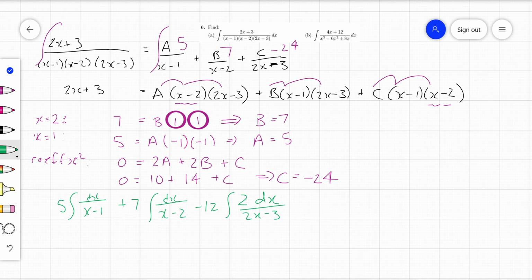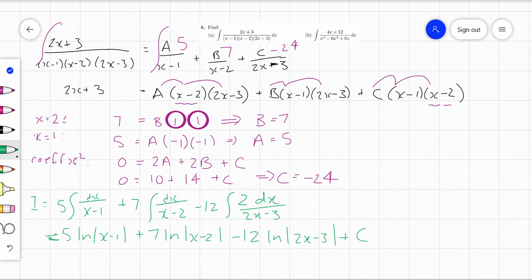So that's what our integral equals, and that's nice because we've got a 5, oh, my pen is starting to not work. All right, we've got 5 log of x minus 1, we've got 7 log of x minus 2, and we've got minus 12 log of 2x minus 3 plus c. Okay, so that will be your solution there.